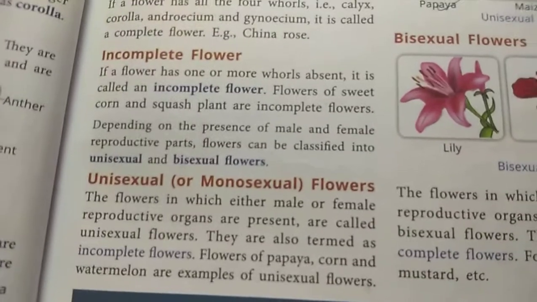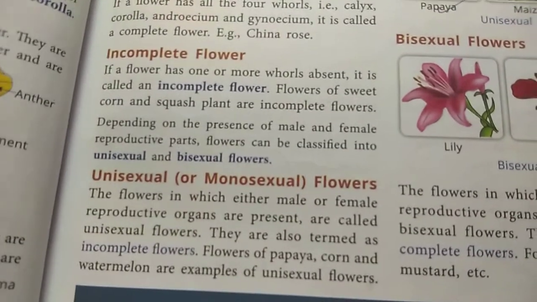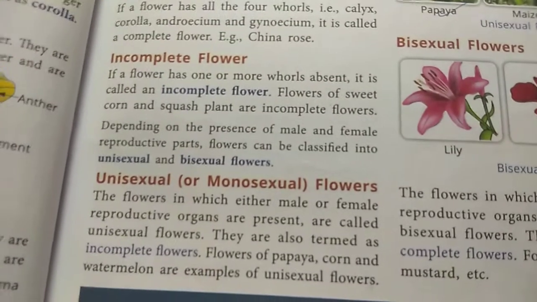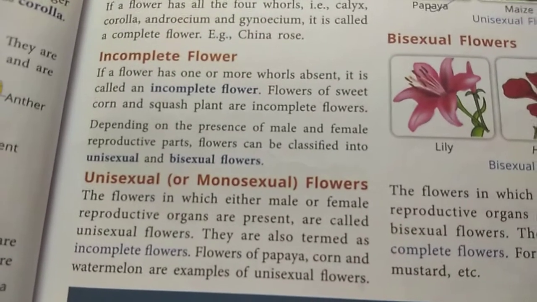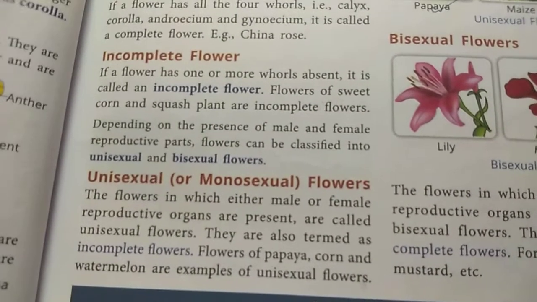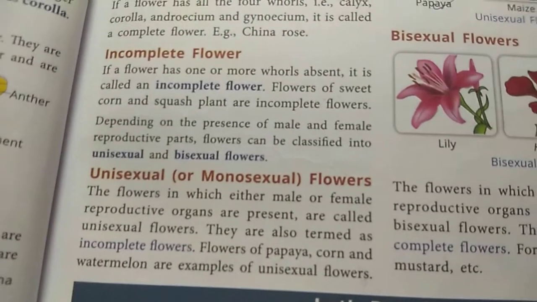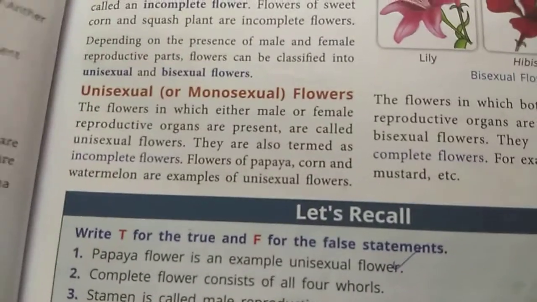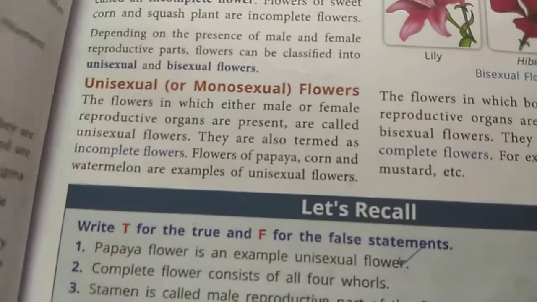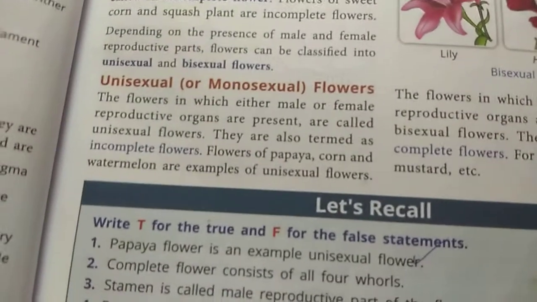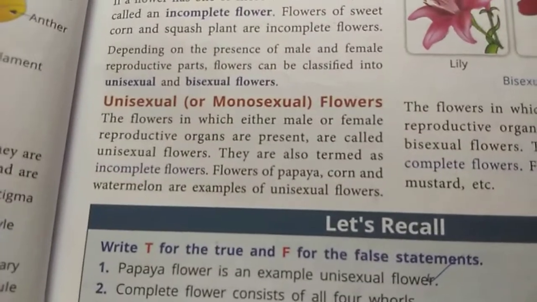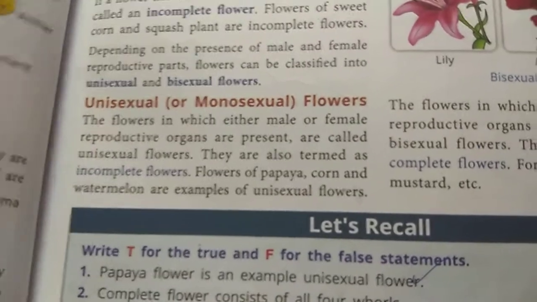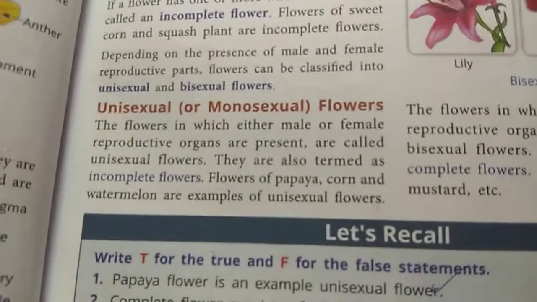Now if the flower is incomplete, that means they have either the male reproductive part or the female reproductive part. Depending on the presence of male and female reproductive parts, flowers can be divided into two categories: unisexual flowers or bisexual flowers. Let us see how. Unisexual or monosexual flowers. Uni means one, mono means one. If you say unisexual, that means either of the sexual parts will be there. If you say monosexual, that also means either of the sexual parts will be there.